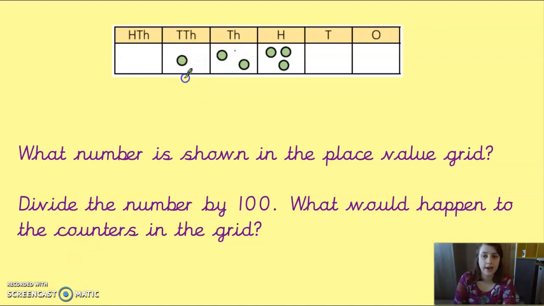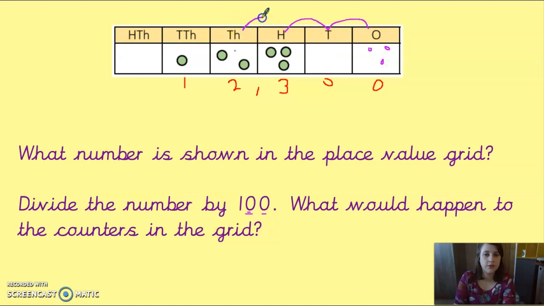So we've got 1 in the 10,000s, 2 in the thousands, 3 in the hundreds, and then we've got 0, 0. So we've got 12,300. Now, if we were to divide this number by 100, we would have to move all of our place value counters down 2 place values because we've got 2 zeros on our number. So our hundreds counters would move down 2 place values. So we'd have 1, 2, 3 in there.